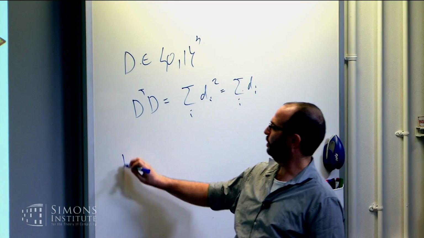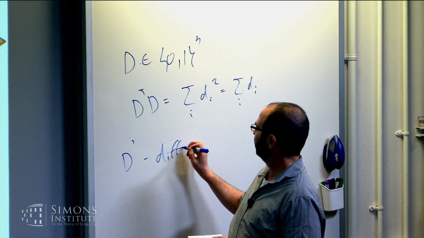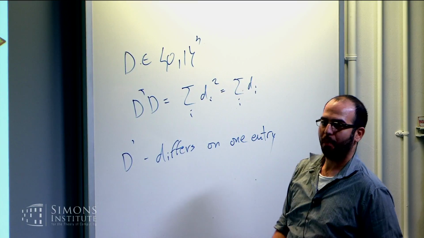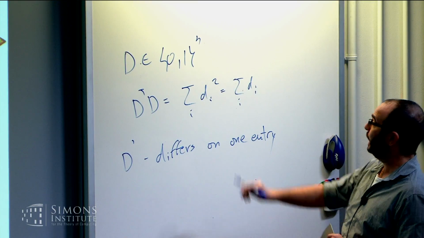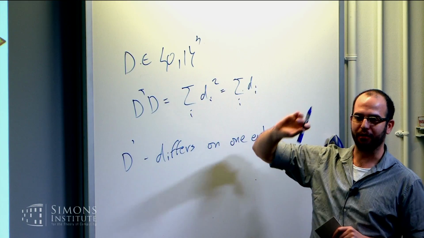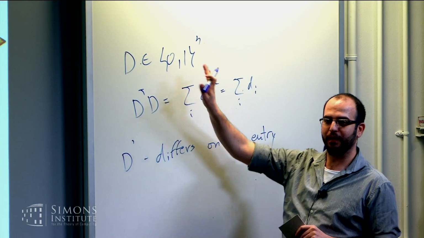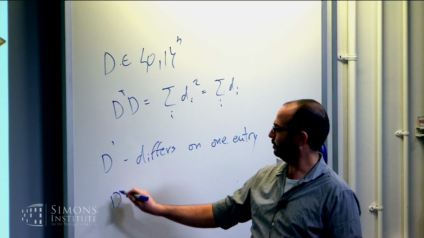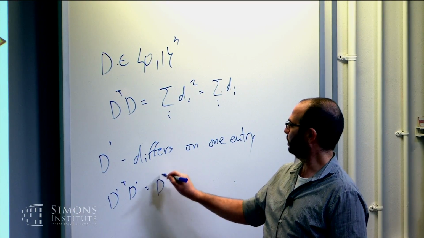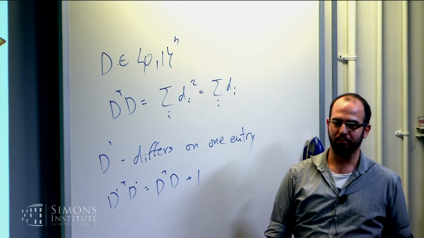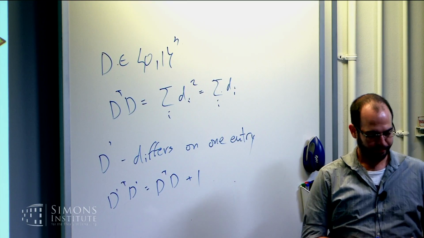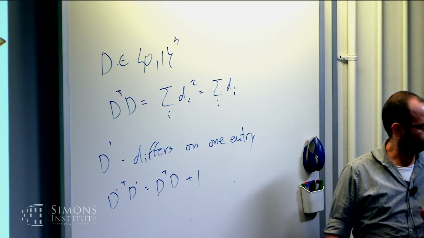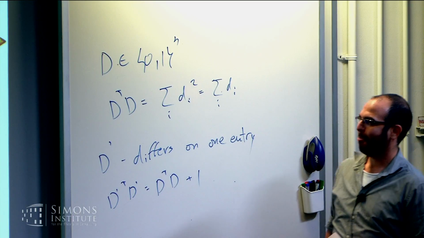So a d prime differs on one entry. I'm confused. D was the code. What matrix? It was a matrix to begin with. Yeah, it was a matrix. Now I'm saying let's take a matrix of one dimension, the simplest thing, right? And even discrete input to make it even simpler. And then d prime transpose d prime is basically d transpose d plus 1. Just the number of ones. Plus or minus, but plus. I chose plus. Okay.